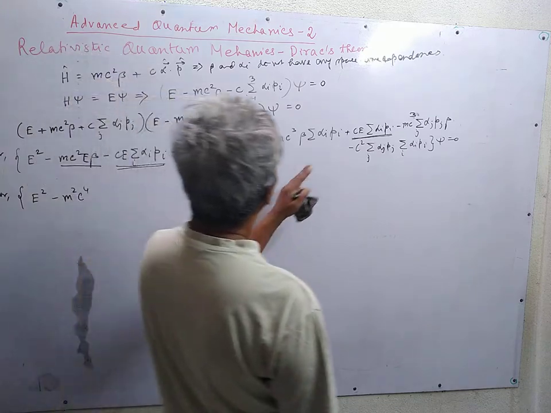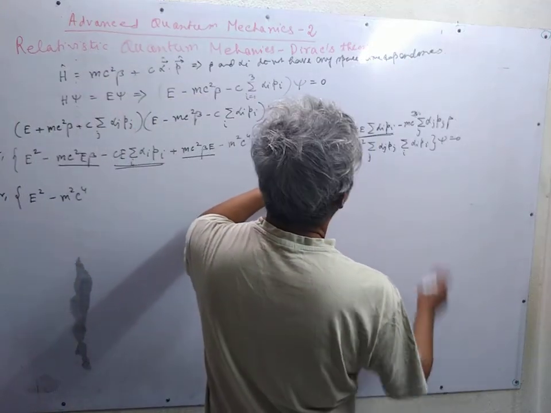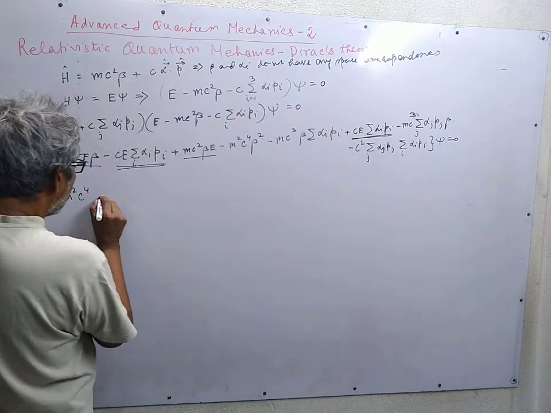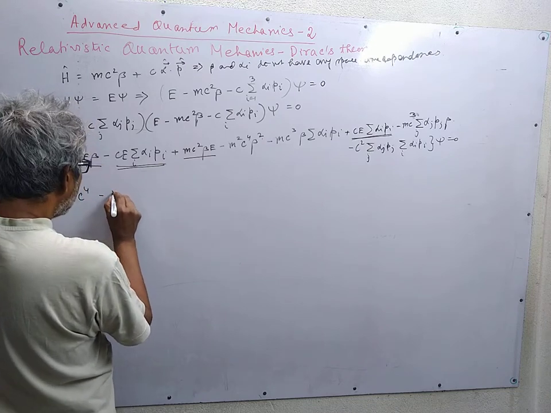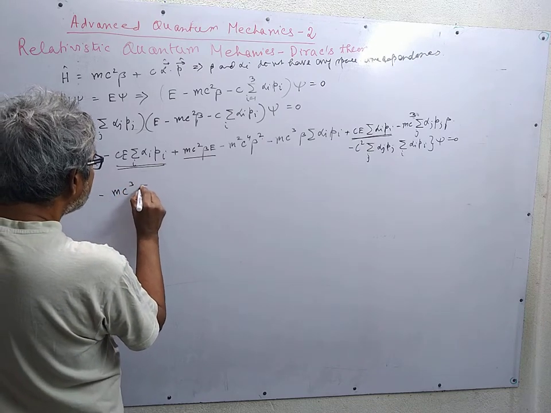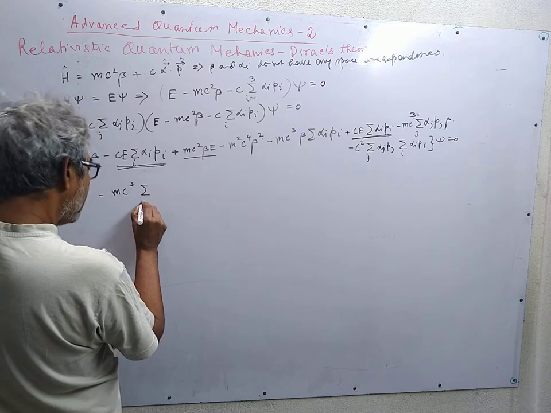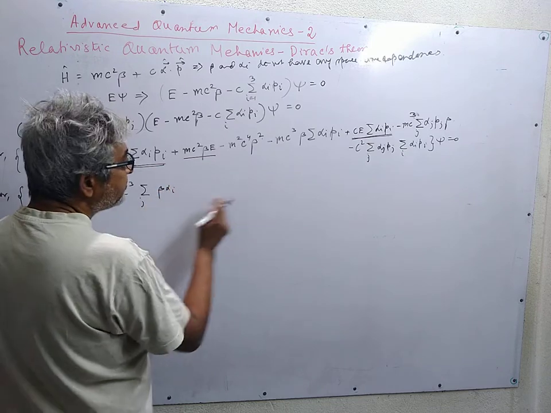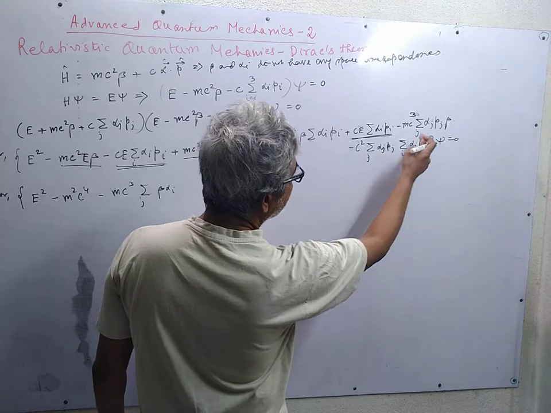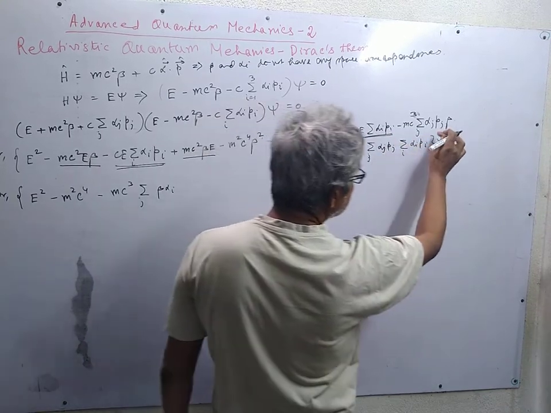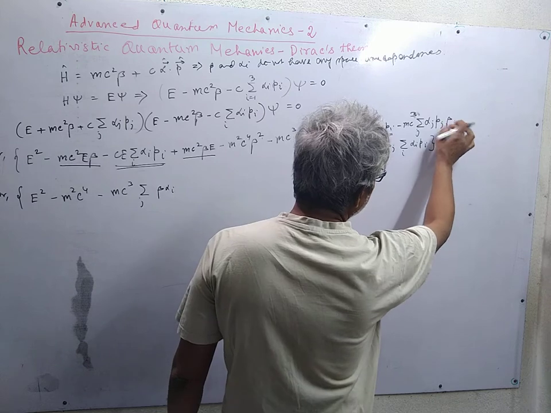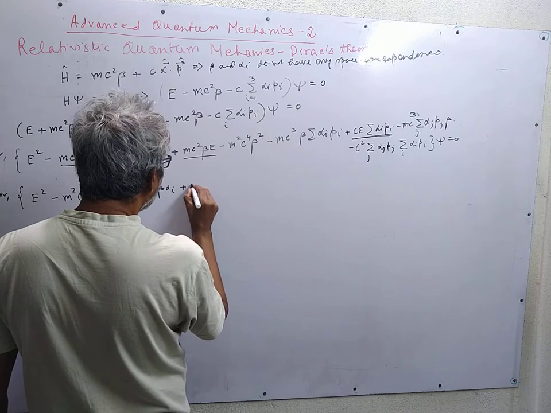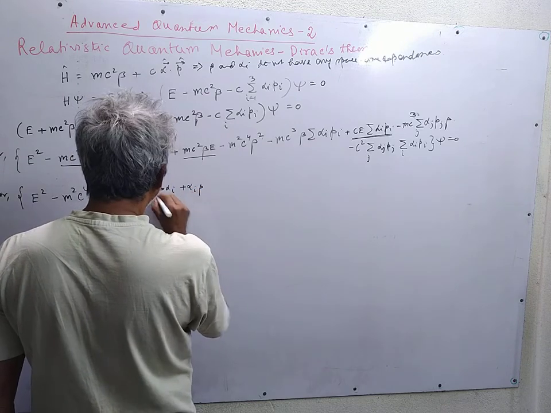Then we have two terms, this term and this term. Both are negative, mc cube. We write minus mc cube summation over, say, i. First term is beta alpha i, and second term is, since this beta commutes with p, we can rewrite it as alpha j beta, or we write alpha i beta pi.